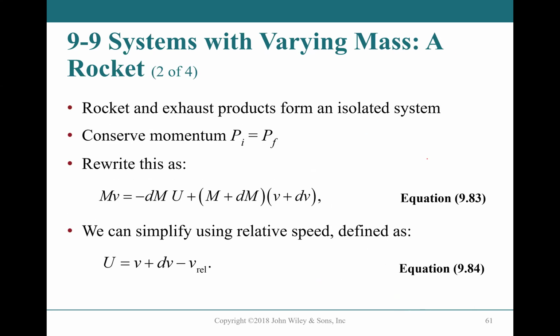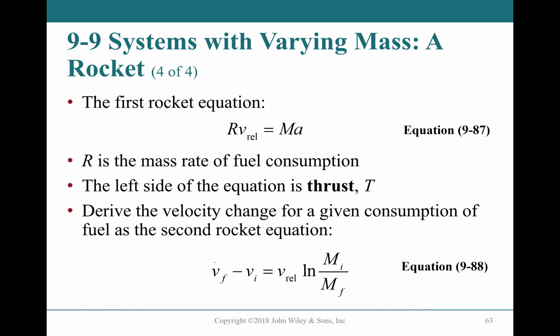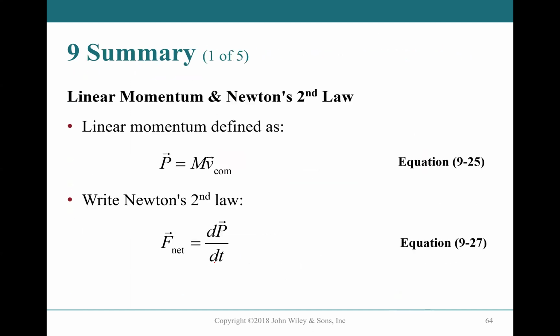And then we have systems with varying mass. This is not covered for our exam, because it involves relative velocity, so we are not going to do this section. So only sections up to 9-8 are on our exam 3. It's not on exam 2. Exam 2 covers chapters 5 to 8. And we can skip that. So this chapter is a little bit long.